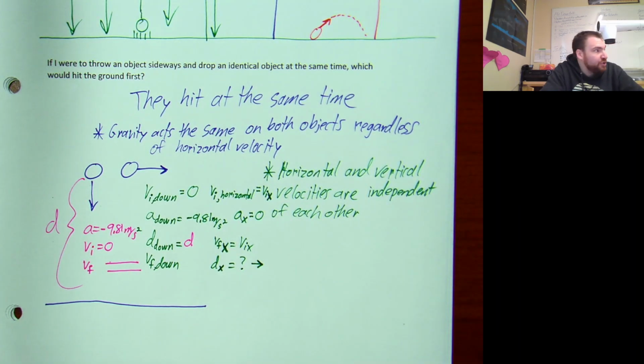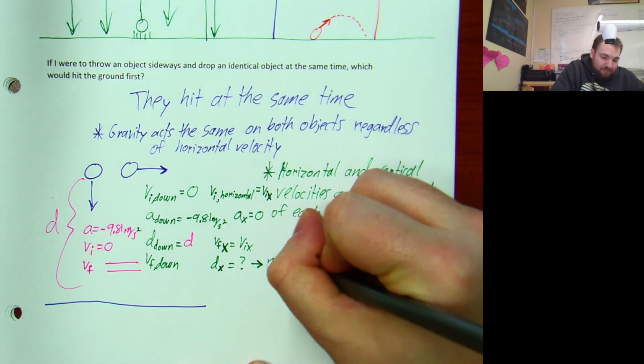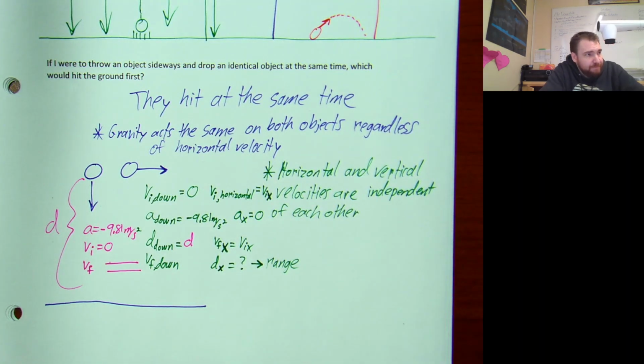What do we call the horizontal distance that an object travels while thrown or shot? Starts with an R. Almost. RA. It's the range, which is a word that you should be familiar with.